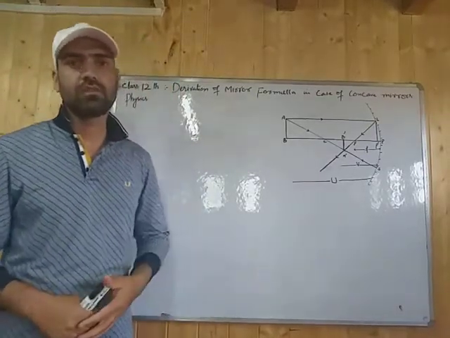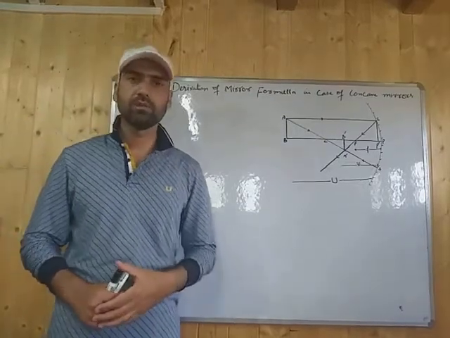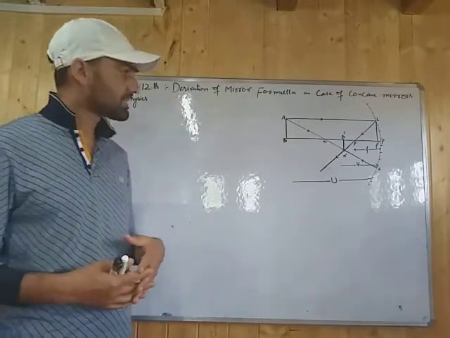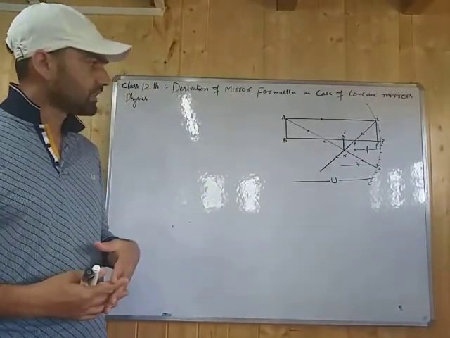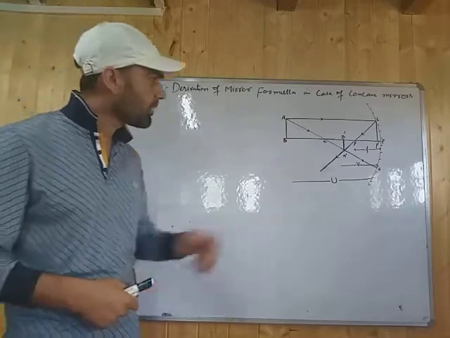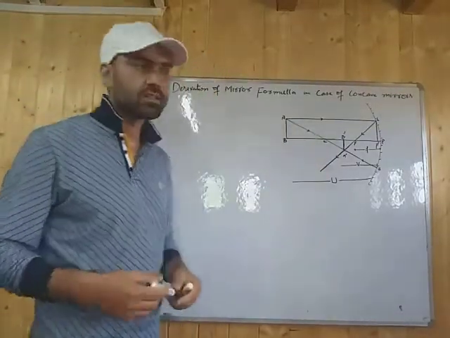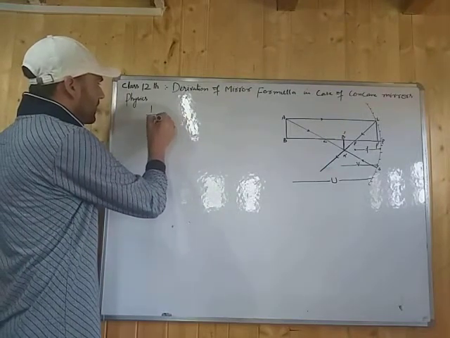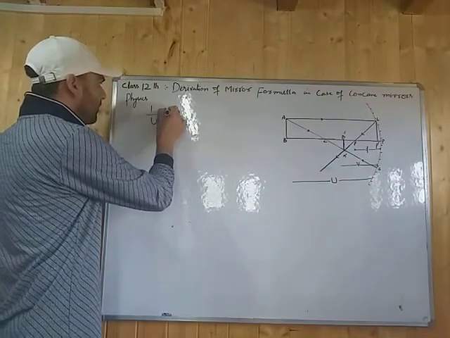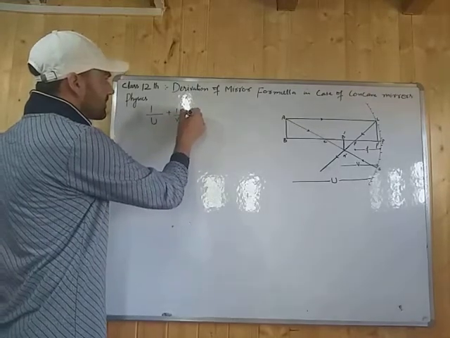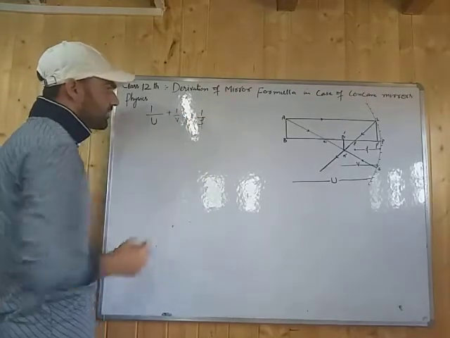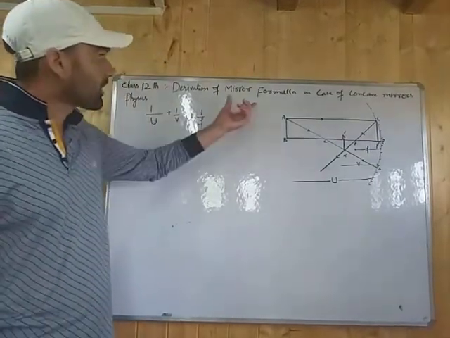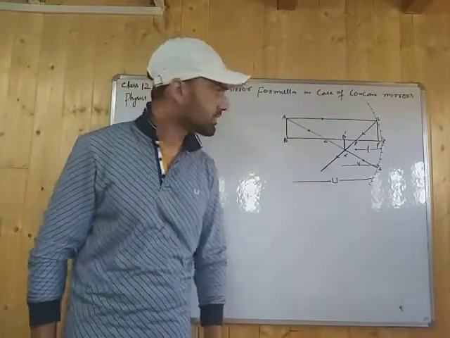In the previous lecture, we discussed the mirror formula, and we know that the mirror formula is a relationship between three distances: object distance, image distance, and the focal length. It is given by 1 divided by u plus 1 divided by v is equal to 1 divided by f. Today, we will derive mathematically the mirror formula in case of concave mirrors.